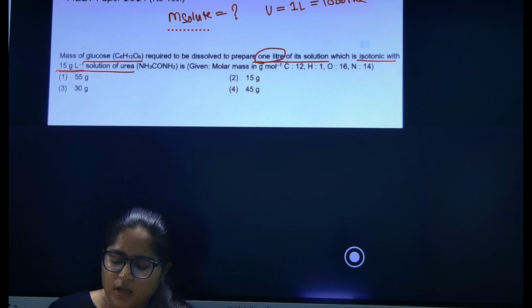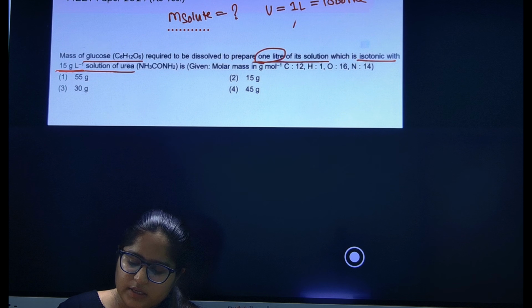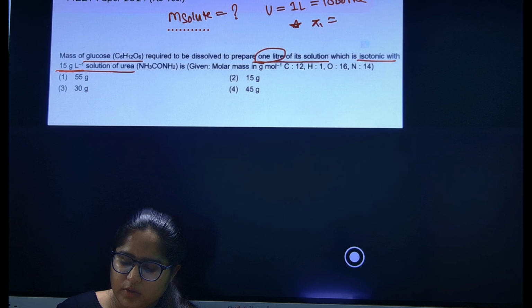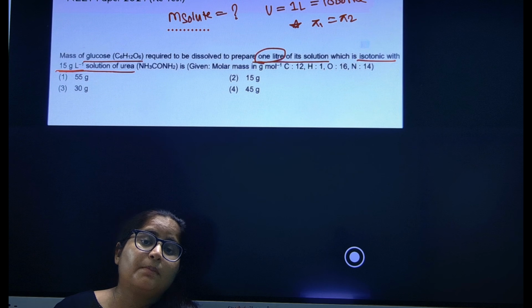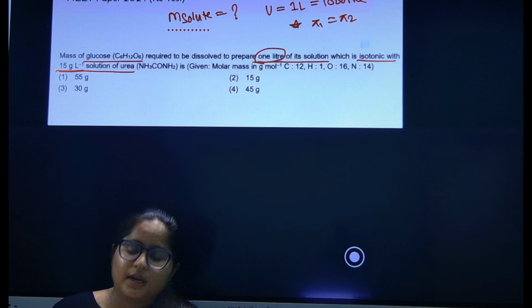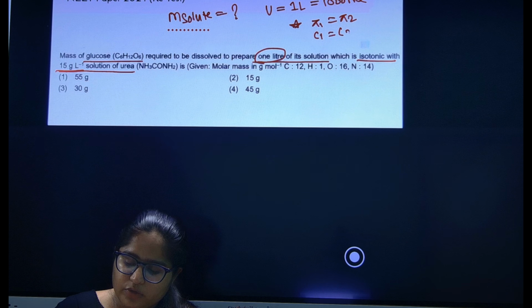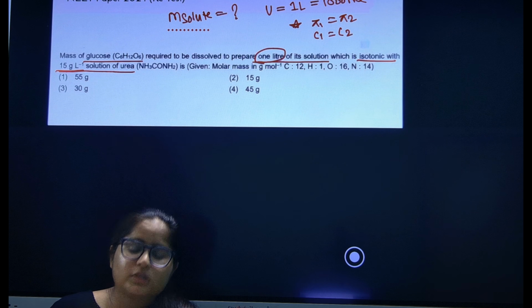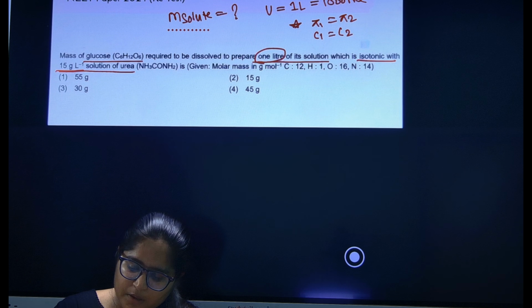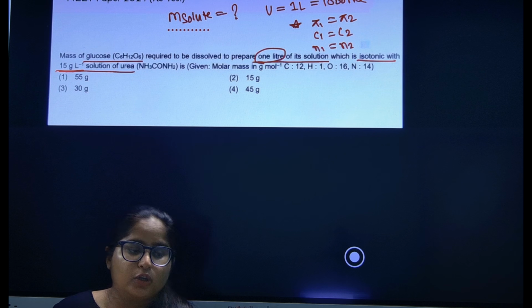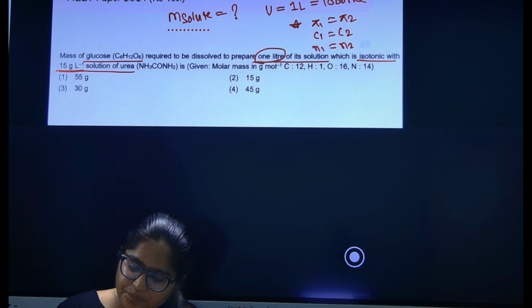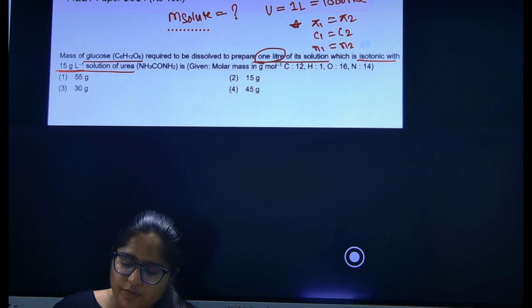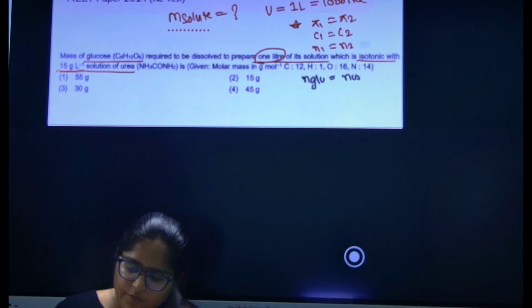So directly we can say the concept: isotonic means pi 1 equal to pi 2, and pi formula is CRT, RT cancel, so C1 equal to C2. Now here volume is also same, so directly what I will say, mole 1 equal to mole 2, right? Now let us solve here. How to find out mole? Given mass by molar mass. So let's say here mole of glucose equal to mole of urea.